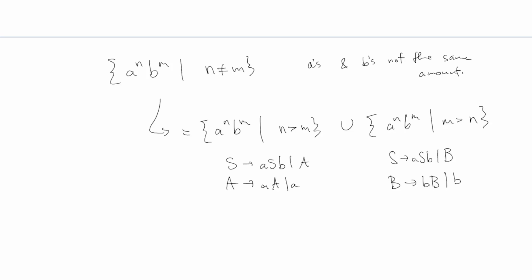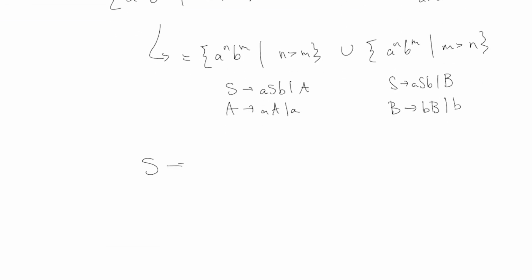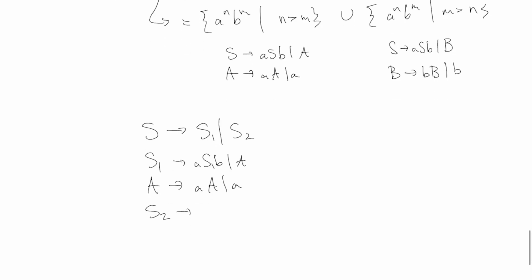All right. And then I combine those two things with a union. And I hope everybody still remembers the way to do that is you go S goes to S1 or S2, and then you just paste in all of those things. So S1 goes to AS1B or big A, big A goes to A or A, and then S2 is the other one.